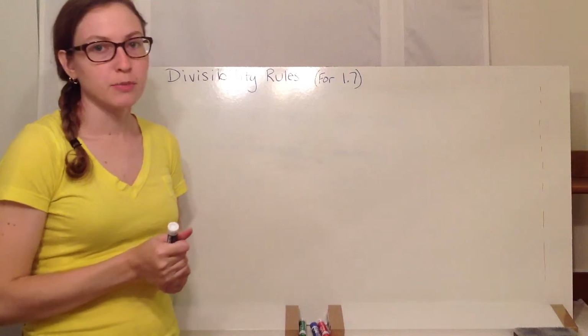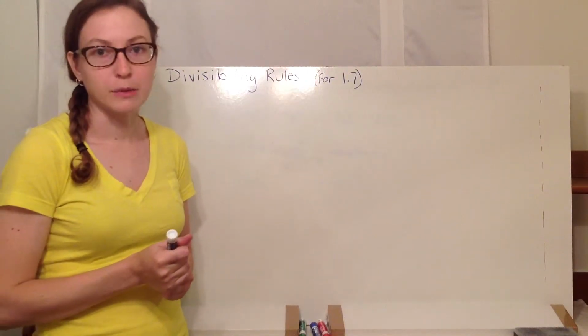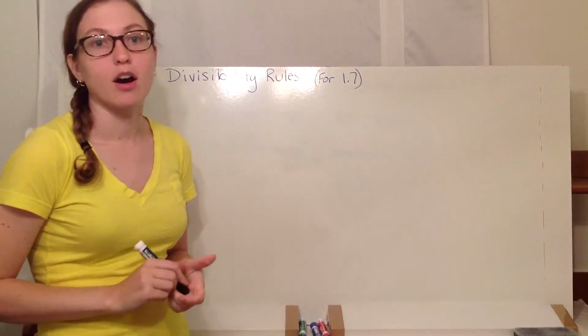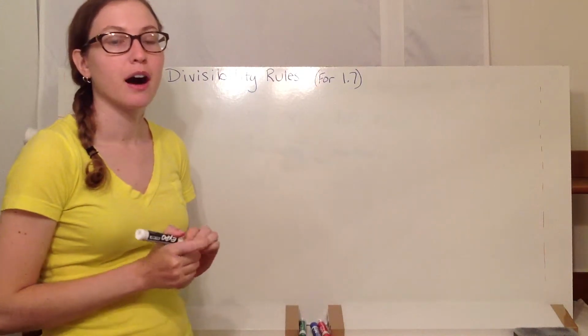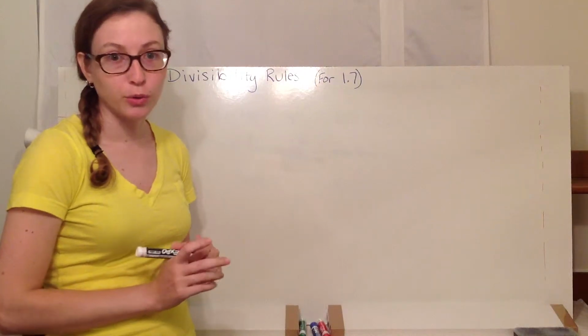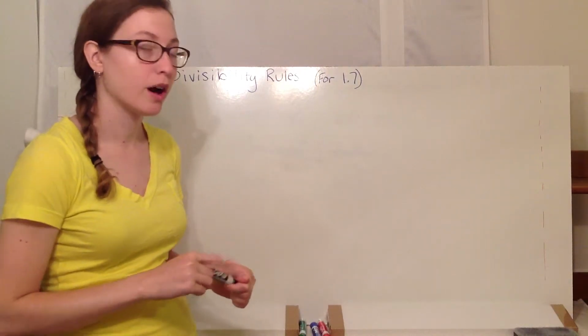Now, not all of our divisibility rules are visual, meaning we can look and tell, but they are shortcuts to having to do long division for larger numbers. I'm going to start now with 2, which also is visual.